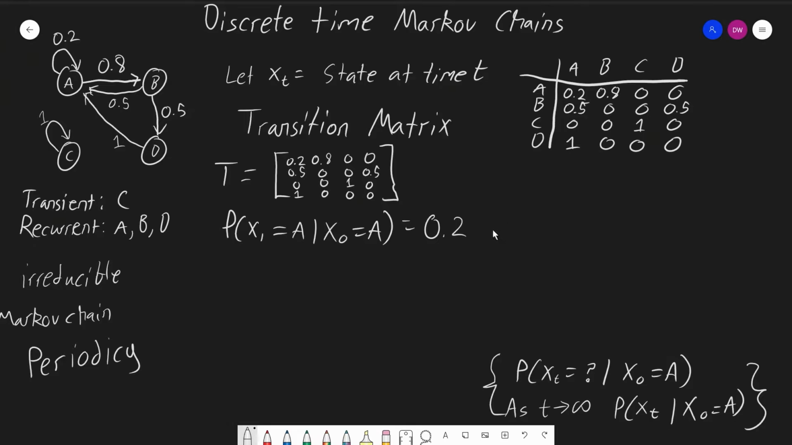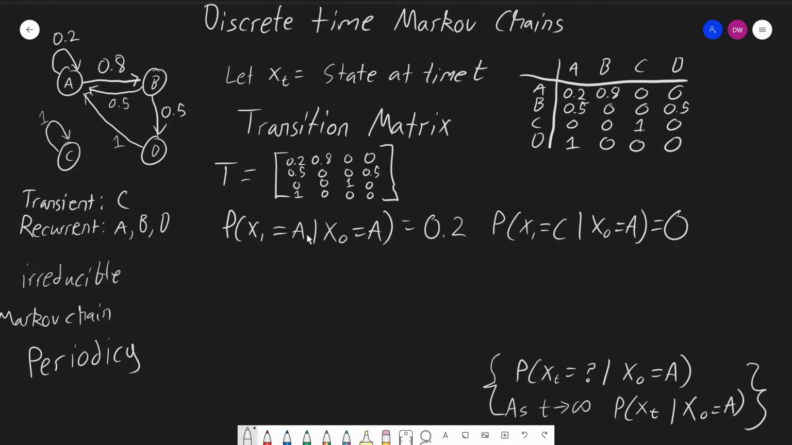Let's do one more kind of simple case, right? So the probability of x sub 1 equal to c, given that x sub 0 is equal to a. Well, if we're at a, there's no chance we're going to c, so that one would be 0. So that's 2 very simple cases of applying this, right?